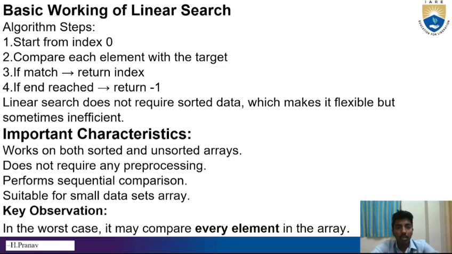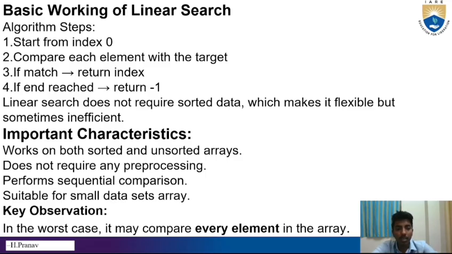So how does the linear search actually work? This linear search consists of algorithm steps. It starts from index 0 and compares each element with the target. If it matches, it returns the index. If the end is reached, then it returns -1. Linear search does not require sorted data, which makes it flexible but sometimes inefficient.